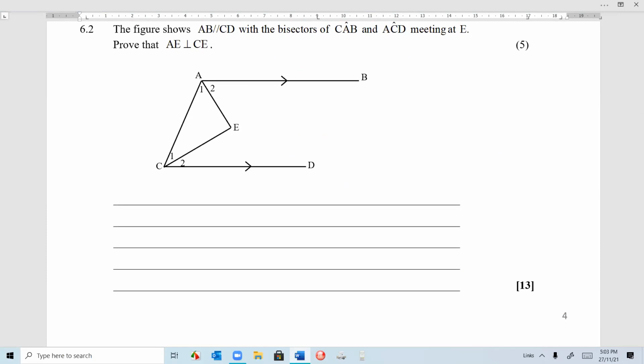Let's look at this question. The figure shows AB is parallel to CD, with the bisector of CAB. What is a bisector? A line that cuts another line in half. But in this case, we're talking about an angle here, young man. It's a bisector of CAB, which means A1 is equal to A2. It bisects, meaning it cuts the angle into two equal parts. Are we all happy with that?